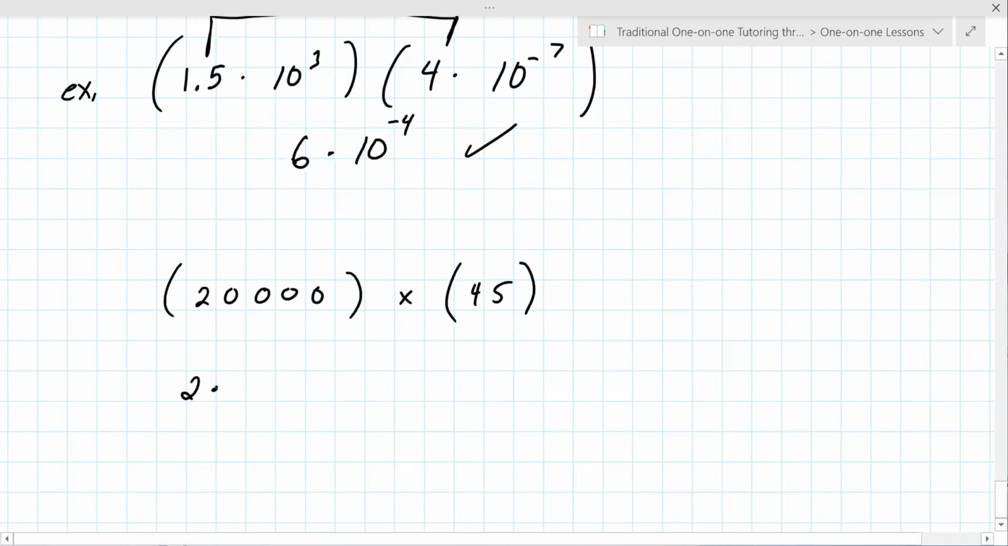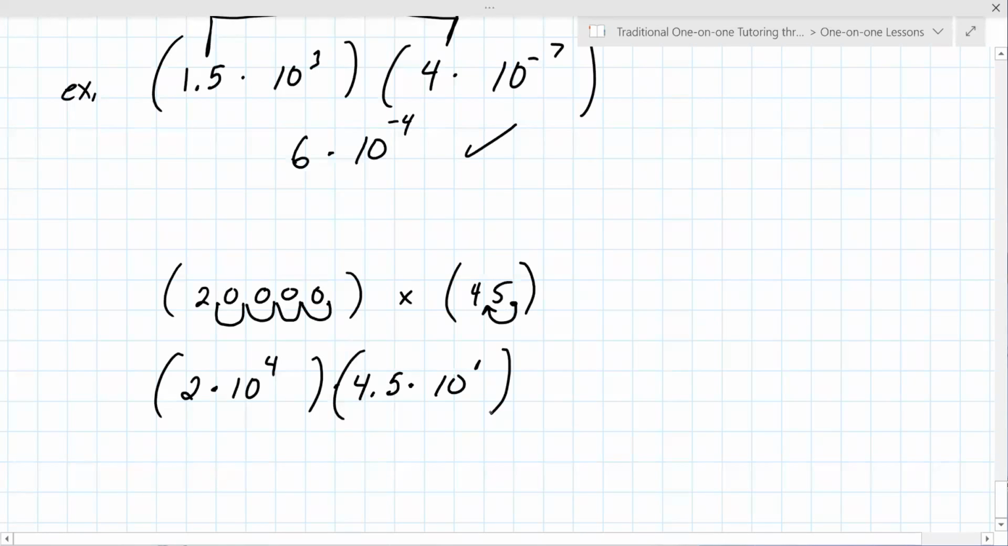Okay. So the first one is 2 times 10 to what power? 1, 2, 3, 4. 4. The second one is 4.5 times 10 to what power? 1. Yeah. So now I want you to multiply these together and give me the final answer. Then we'll move to some division problems.